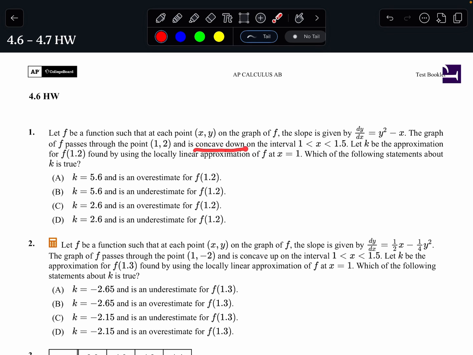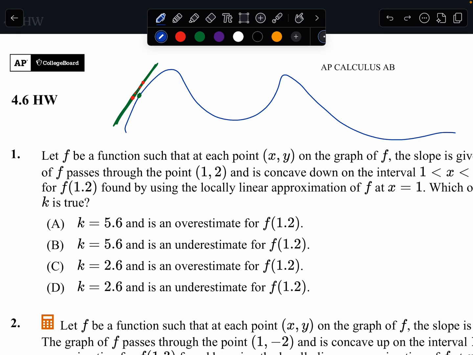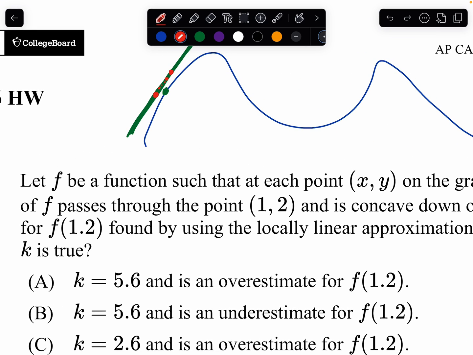The curve is also concave down on the interval from 1 to 1.5. So k is the approximation for f of 1.2. What this means is that k represents the value that we plug into the function. So I shouldn't have erased that terrible thing that I drew. Here we go, let's use this as an example. I don't know if this is what the curve looks like, but it actually might fit pretty okay.